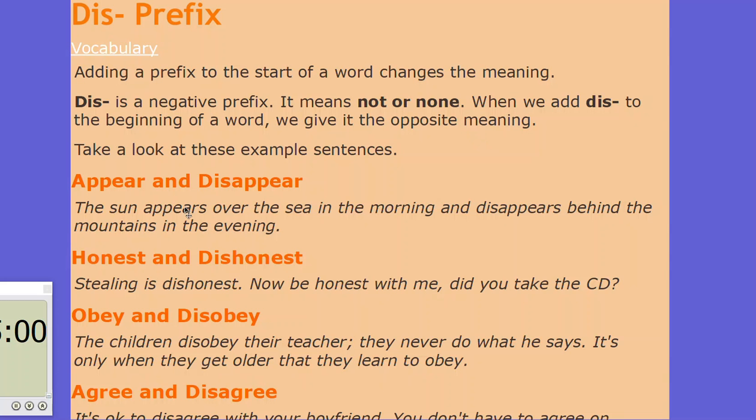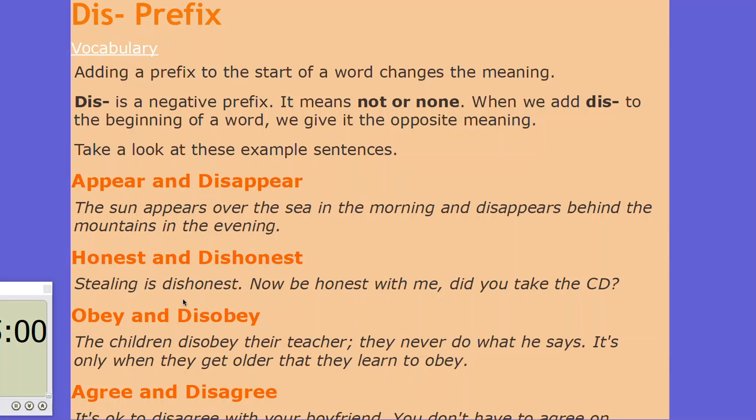So here's some examples. Appear is the root word. This is the root word. And if we add dis, disappear, we are changing the meaning. It's the opposite. The sun appears over the sea in the morning and disappears behind the mountain of an evening. Okay, let's look at the next one. Honest and dishonest. Stealing is dishonest. Now be honest with me. Did you take the CD? So again, honest is the root word and adding dis gives dishonest the opposite meaning.